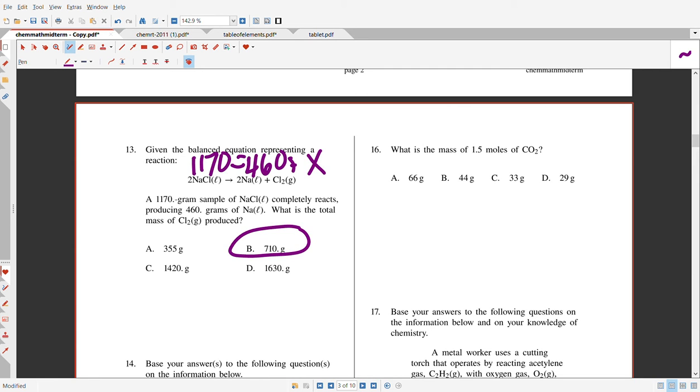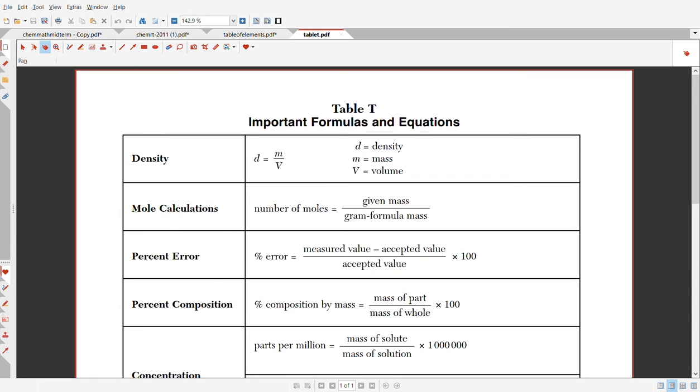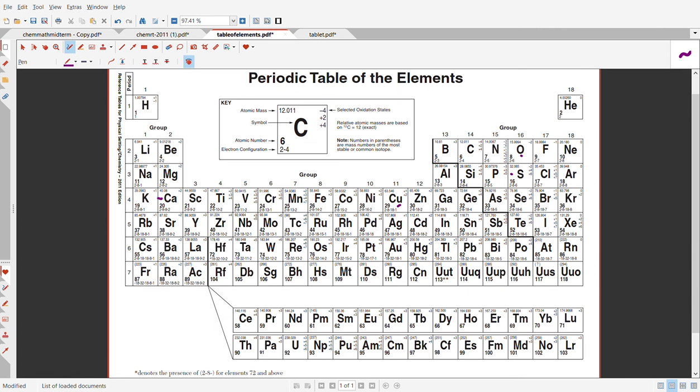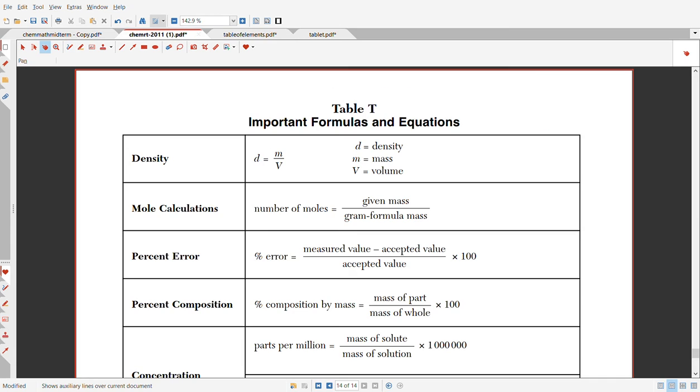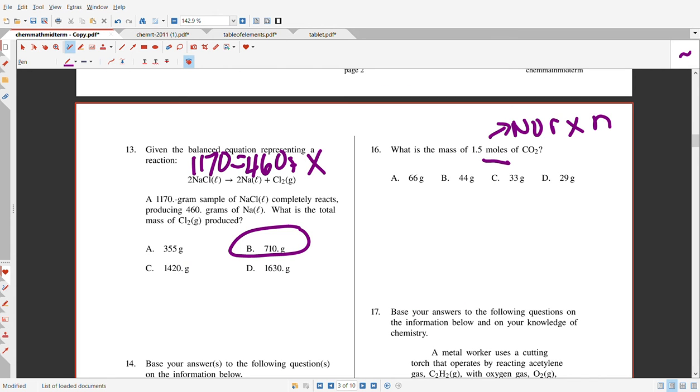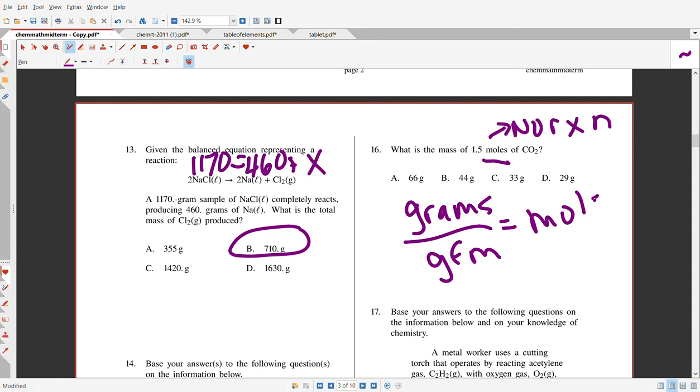Okay? Now, when you are given moles with no reaction, that's when you go to Table T. And if you look here, the formula for moles is given mass over gram formula mass. So when you're given grams, you're going to do grams given over the gram formula mass equals moles. Okay, so they gave you 1.5 moles. They're asking you mass, which means grams.